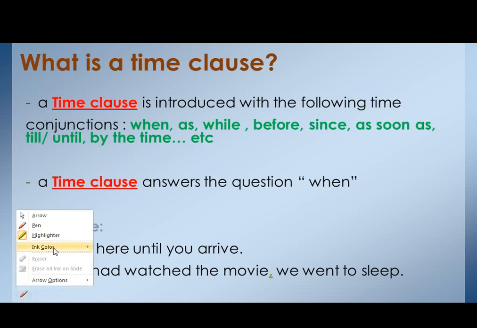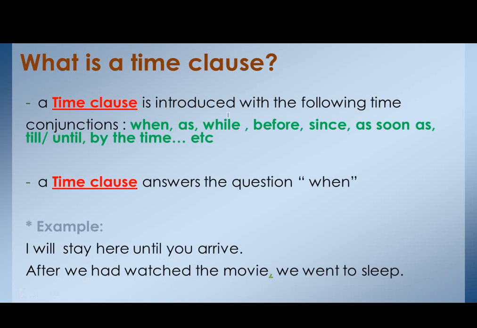A time clause in English is introduced with the following time conjunctions or words, like when, as, while, before, since, as soon as, till, until, by the time, etc. I'm sure that you know all these words. When you say a conjunction word, it means that this word is used to join two sentences together. When you use the words when, as, while to join sentences, you will have what we call a time clause. The second point to distinguish a time clause is that a time clause answers the question when.